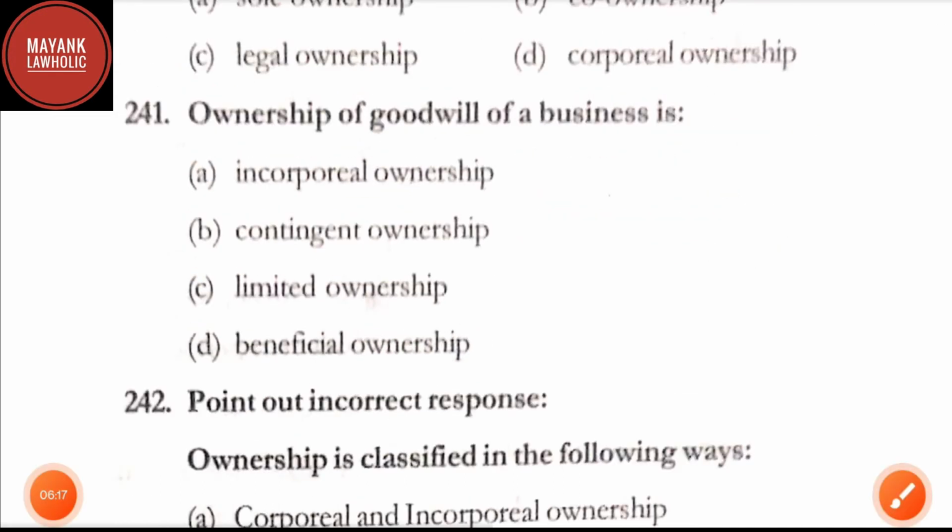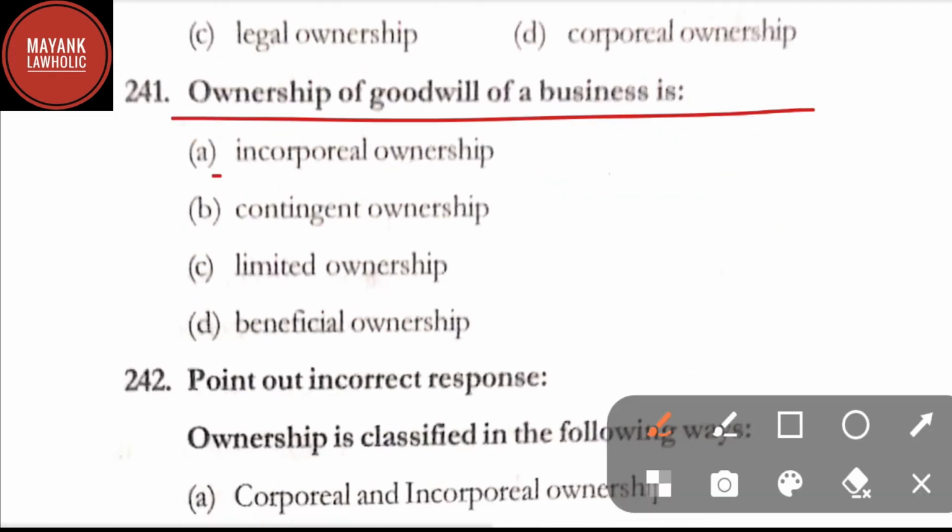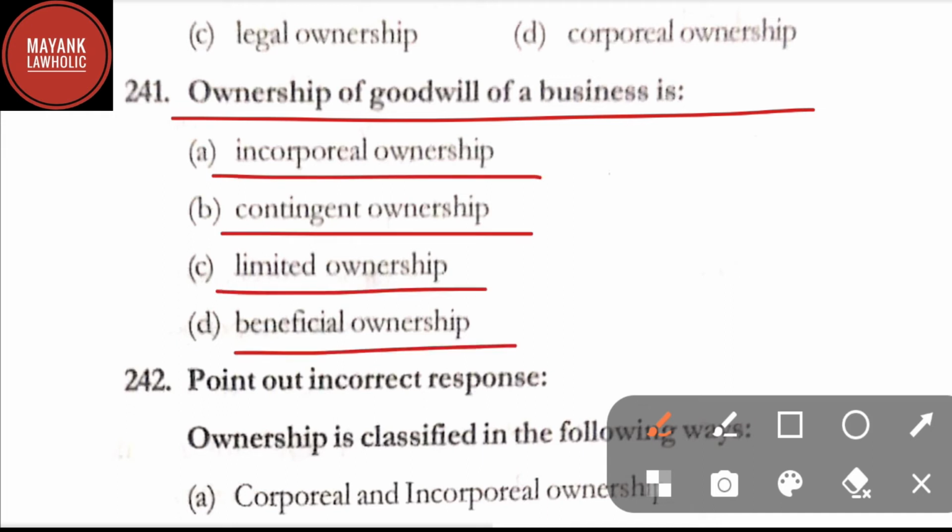Question number 241. Ownership of goodwill of a business is: incorporeal ownership, contingent ownership, limited ownership, beneficial ownership. The correct answer here is option A, that is incorporeal ownership.